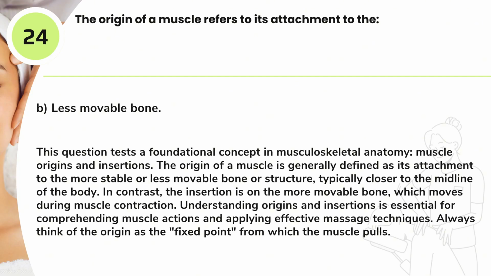Answer: B. Less movable bone. This question tests a foundational concept in musculoskeletal anatomy: muscle origins and insertions. The origin of a muscle is generally defined as its attachment to the more stable or less movable bone or structure, typically closer to the midline of the body. In contrast, the insertion is on the more movable bone, which moves during muscle contraction. Understanding origins and insertions is essential for comprehending muscle actions and applying effective massage techniques. Always think of the origin as the fixed point from which the muscle pulls.